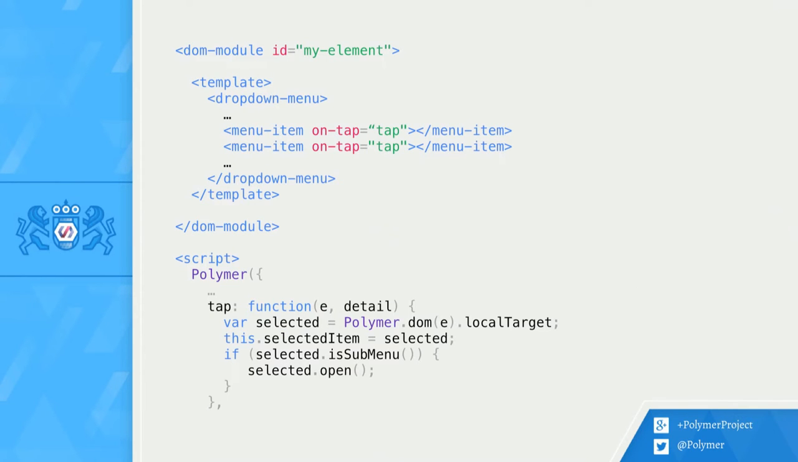And because we did all that hard work for you, here's how simple the drop-down menu can be with the tap event. It behaves just the same with mouse and touch, while the gesture layer takes care of all the little platform differences.